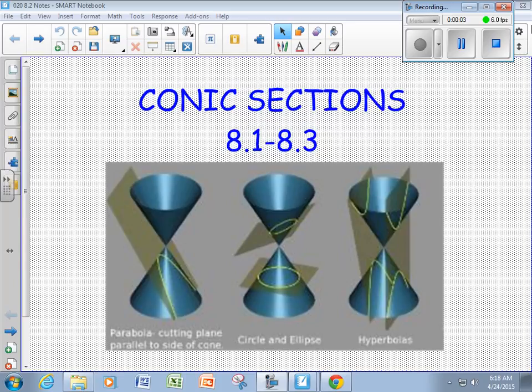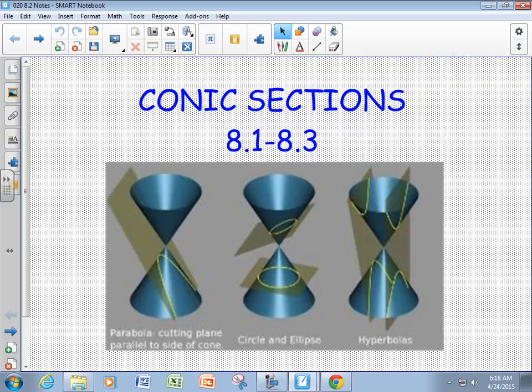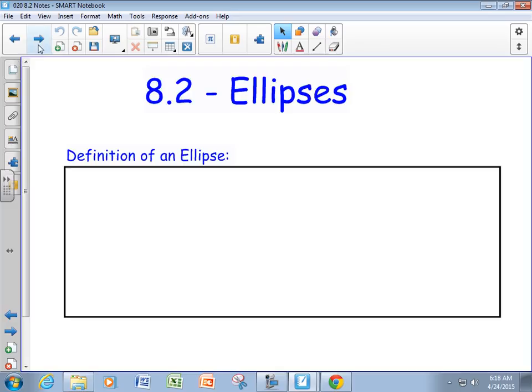In this video, I'm going to go through our next section of conics, which is section 8.2, and this conic that we're going to talk about is the ellipse. I think we already have a pretty good idea of what the graph of an ellipse looks like. We know it's related to the circle. It's not a perfect circle. It's just got that ovalish look to it.